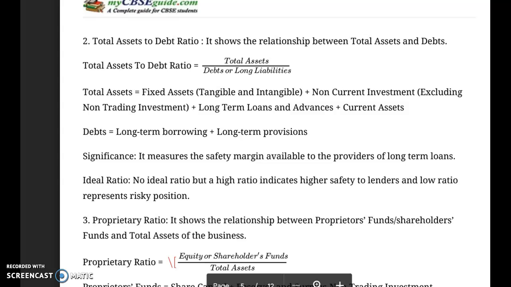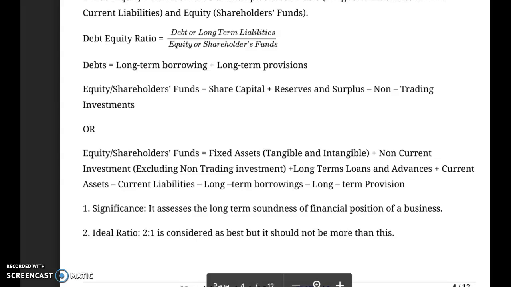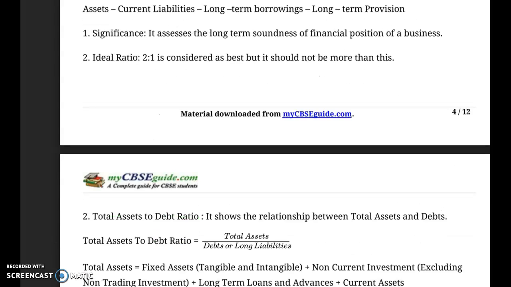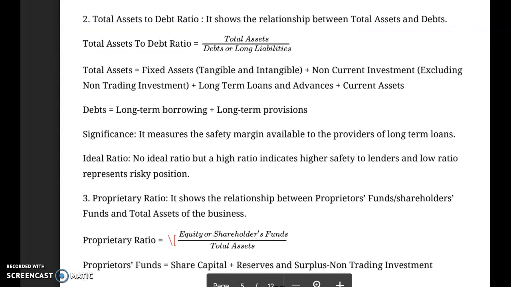See, in case of the debt equity ratio, the formula was very simple, that is debt or long-term liabilities divided by the equity or shareholders' funds. In reference to the total assets to debt ratio, that is the second ratio, the formula is total assets divided by debts or the long-term liabilities, and the third ratio is the proprietary ratio. It shows the relationship between proprietors' fund or shareholders' funds and the total assets of the business. Formula is equity or shareholders' fund divided by total assets.